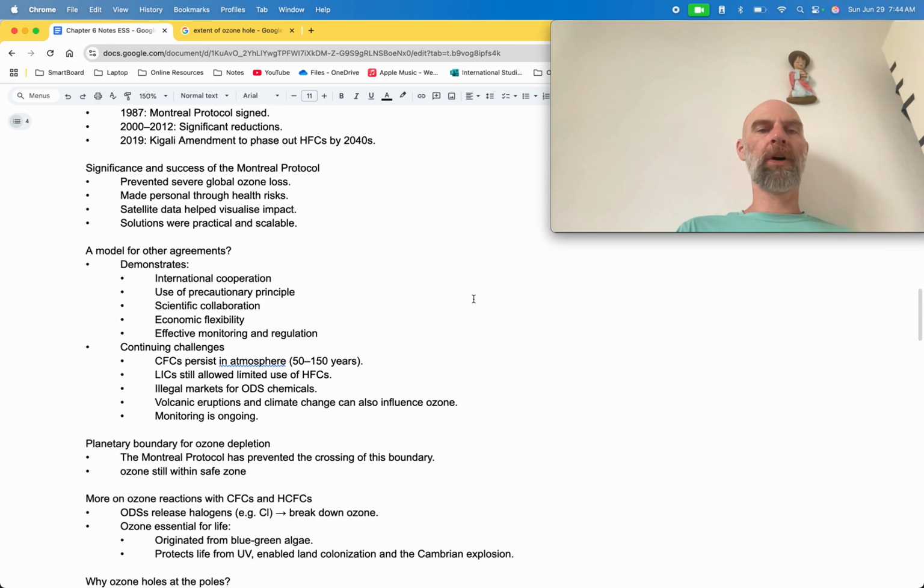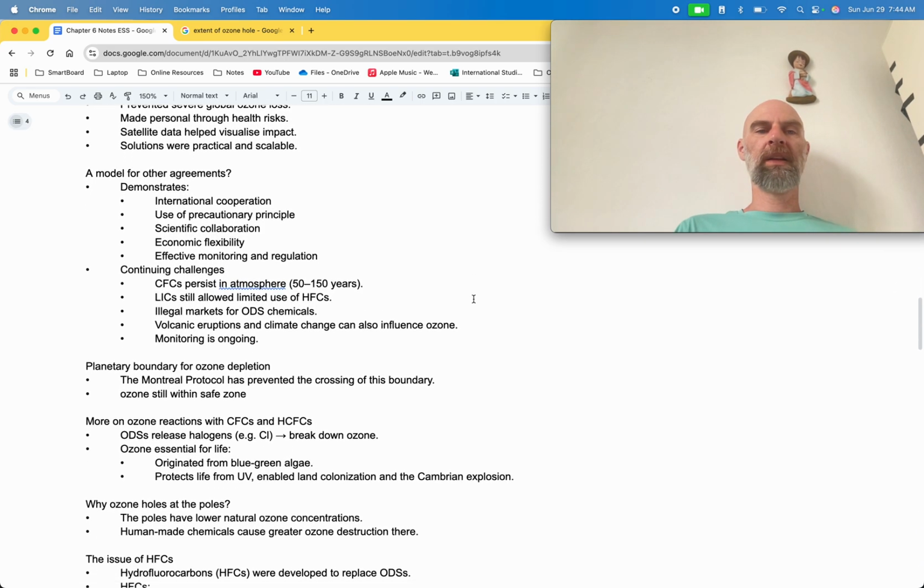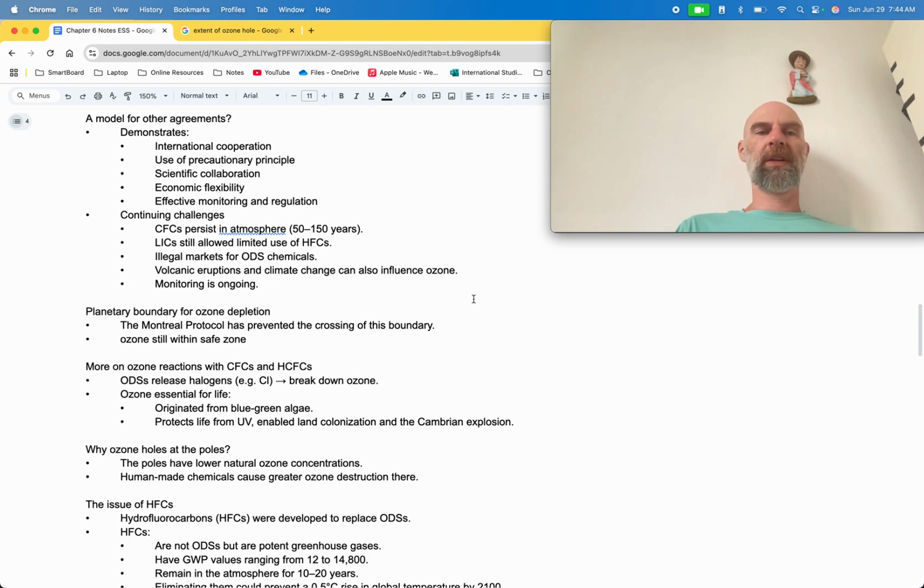A model for other agreements. This demonstrates international cooperation, use of precautionary principles, as opposed to it being too darn late, scientific collaboration, and economic flexibility, effective monitoring and regulation. This was all done with the Montreal Protocol.